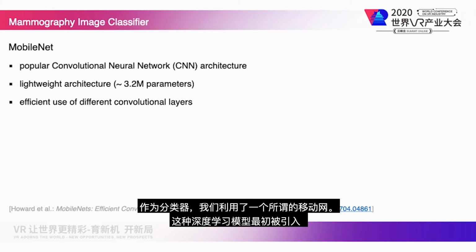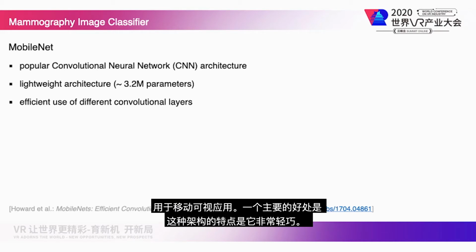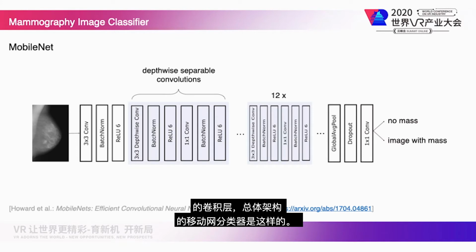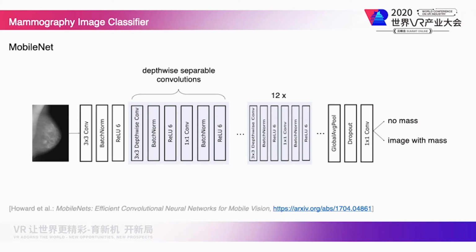As classifier, we utilize a so-called MobileNet. This deep learning model was initially introduced for mobile vision applications. One major benefit of this architecture is that it's very lightweight in terms of the number of parameters. This is due to the efficient use of different kinds of convolutions. The general architecture of a MobileNet classifier looks like this.